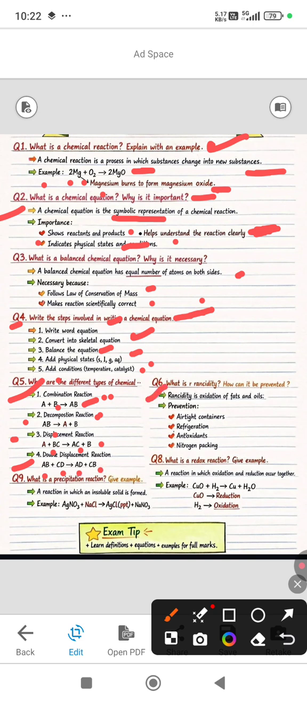Question number 6, what is rancidity? How can it be prevented? Rancidity is oxidation of fat and oil. It can be prevented by airtight containers, refrigeration, antioxidants and nitrogen packing.